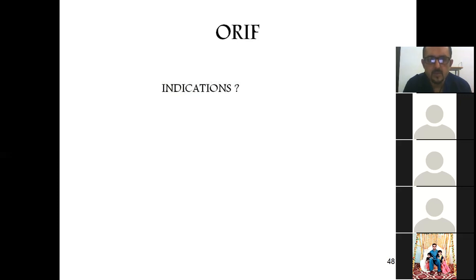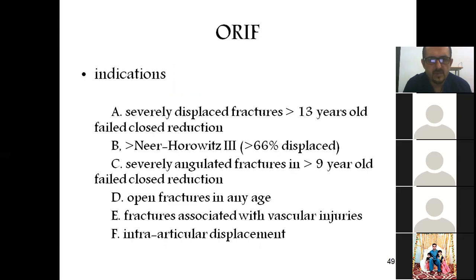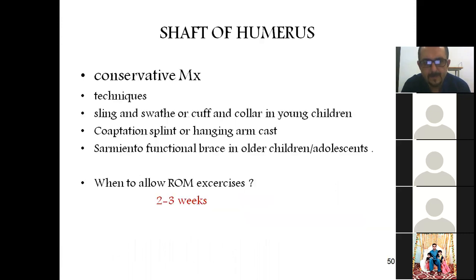I think we covered this on the previous slide. Indications for ORIF: severely displaced fractures in children less than 13 years or failed closed reductions, Neer-Horowitz type 3, severely angulated fracture in a child more than 9 years old after failed closed reductions, open fractures, fracture associated with vascular injury, and intra-articular displacement. So shaft of humerus, how do you manage conservatively?